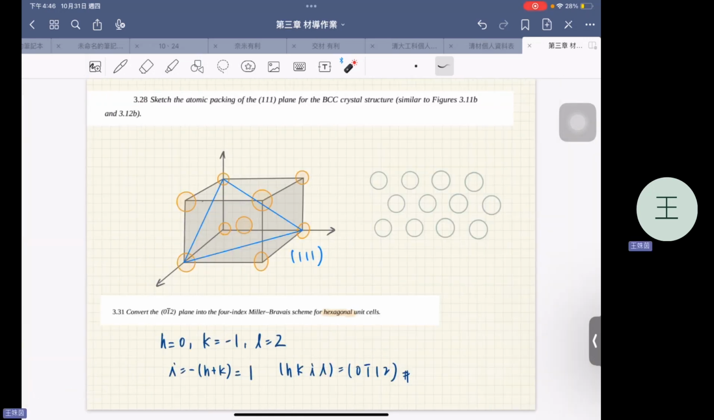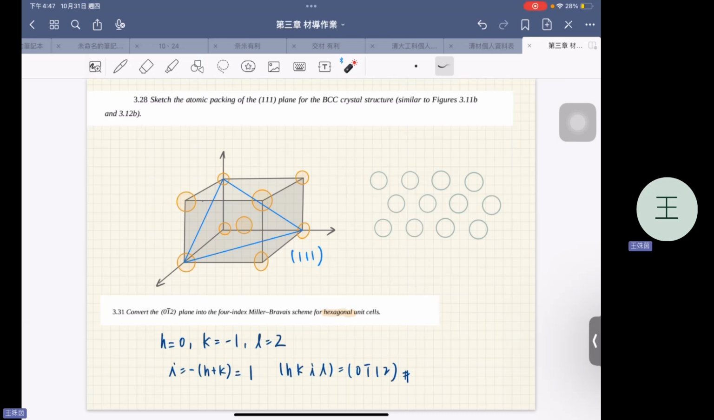Okay, so for 3.28, sketch the atomic packing of the 111 plane for the BCC crystal structure. For the 111 plane, we know the intercepts will be 1, 1, 1, and this is the plane. If we check it, the atomic arrangement will be like this: one atom in the middle, and the next will also be in the middle of these two. So the atomic packing array will be like this.